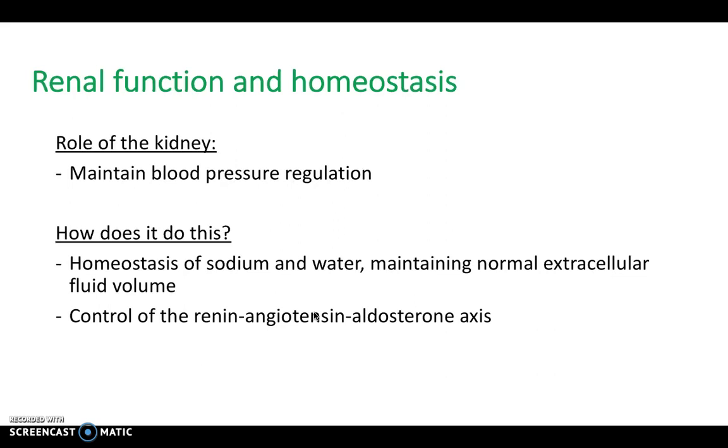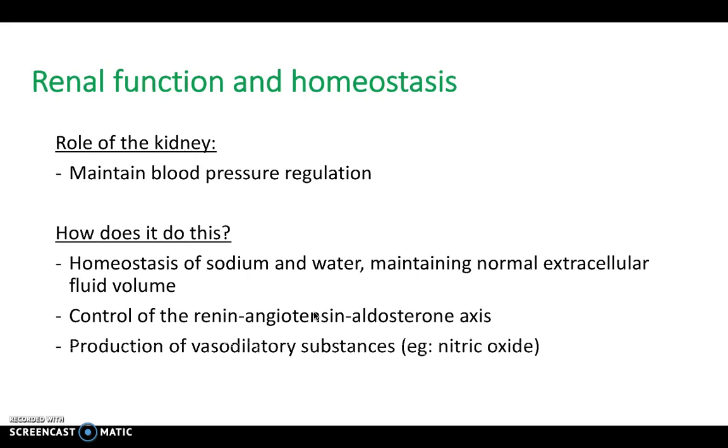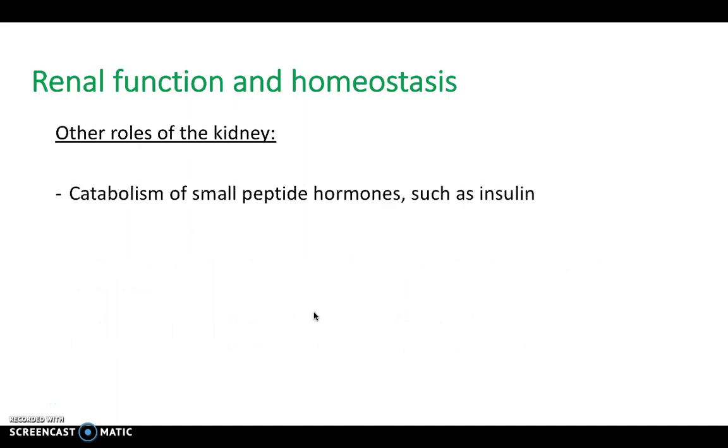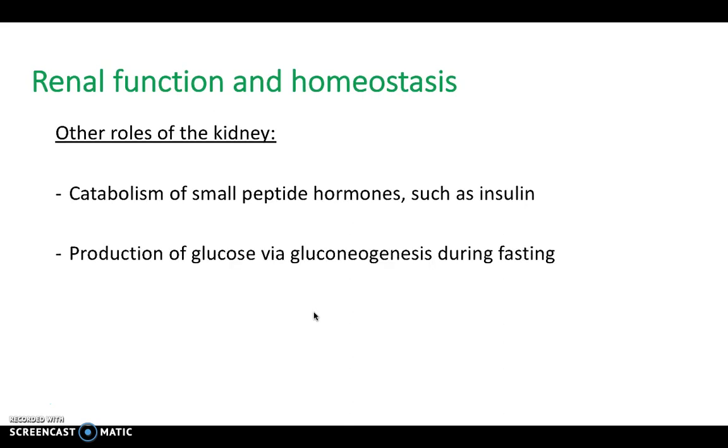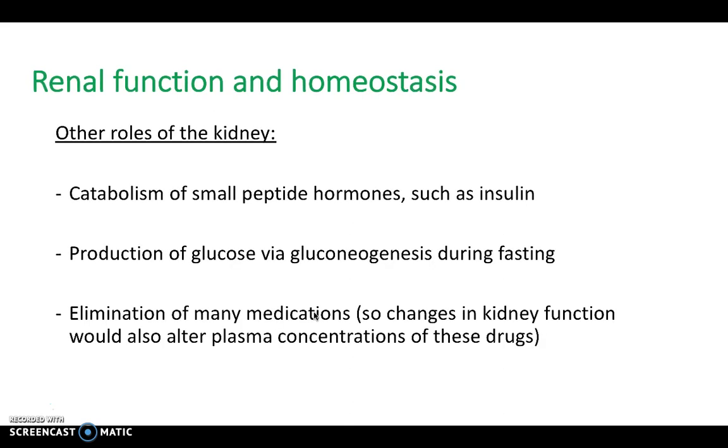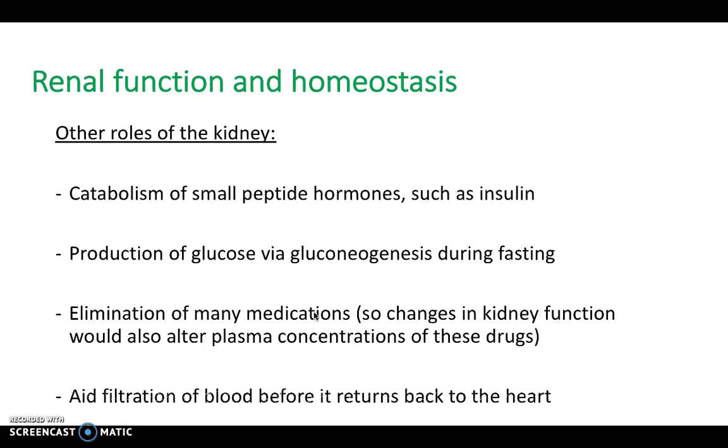And it does this by the use of the renin-angiotensin-aldosterone axis, or the RAAS system, and we'll go through this a little bit more in a moment. It also produces vasodilatory substances such as nitric oxide, which can help to reduce blood pressure by causing vasodilation. So the other roles of the kidney include catabolism, so breakdown of small peptide hormones such as insulin, production of glucose via gluconeogenesis during fasting, and elimination of many medications, so changes in our kidney function would also alter our plasma concentrations of any medications that the patient may be on. As well as that, it also aids the filtration of blood before it returns back to the heart.